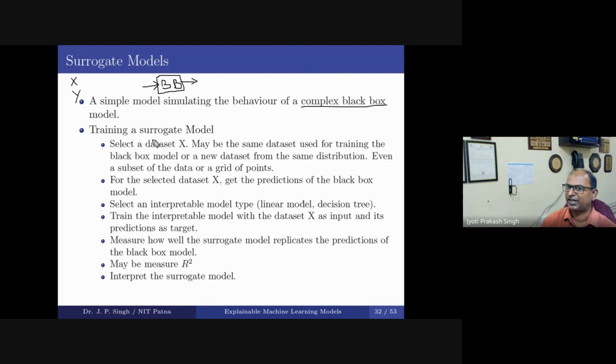Now I am going to create a surrogate model. Now, how to create that surrogate model? To create a surrogate model, the first line says select a dataset X. Now this dataset can be this one itself, so you can take X, or you can create a new dataset from this distribution X, right?